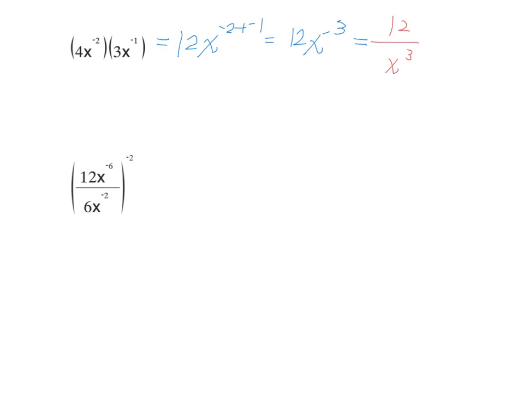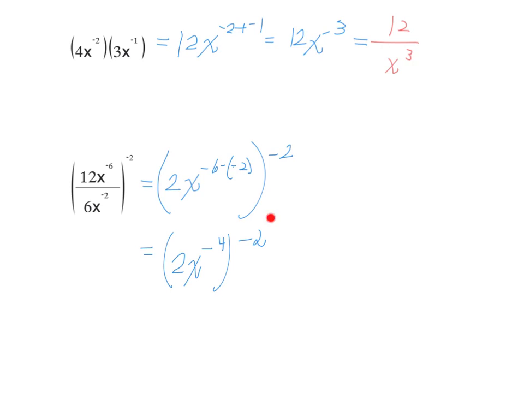Last one, which is probably the most complex. I'm going to work on simplifying what's inside these parentheses first, just like order of operations would tell you to do. I know what 12 divided by 6 is. That's 2. I have like bases here, so I'm going to subtract the exponents. Negative 6 minus a negative 2. So my exponent is going to be negative 6 plus 2, or x to the negative 4.